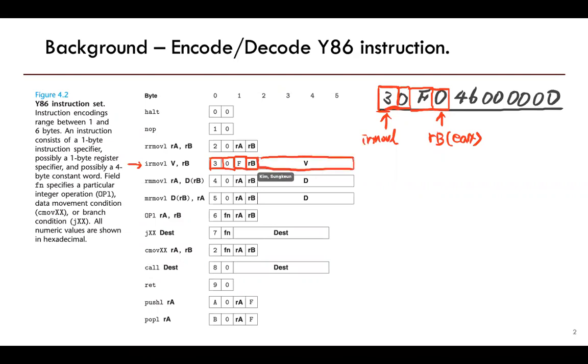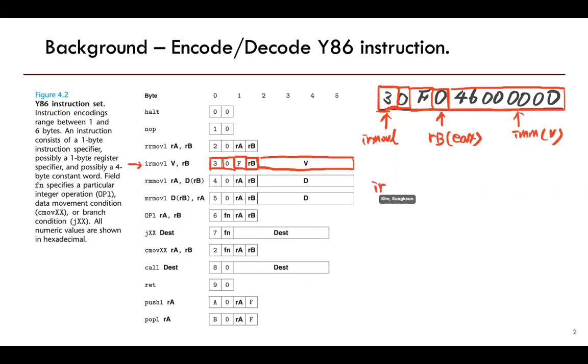Then the later 4 bytes are a constant value, and actually it is the immediate value. Okay, so how many do we have left? Actually, 1, 2, 3, 4 bytes exactly, right? So this is the immediate value, or V. Okay, then we can write down the actual assembly code.